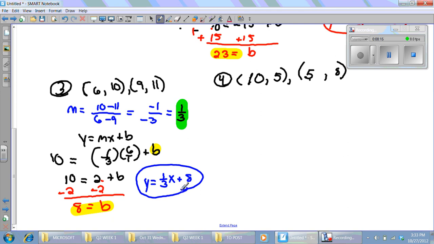All right, one last one. If you want to try this one on your own, I think that's a real smart idea. If you don't, just go ahead and keep watching. If you do, pause it and then unpause it when you're ready to see my solution.